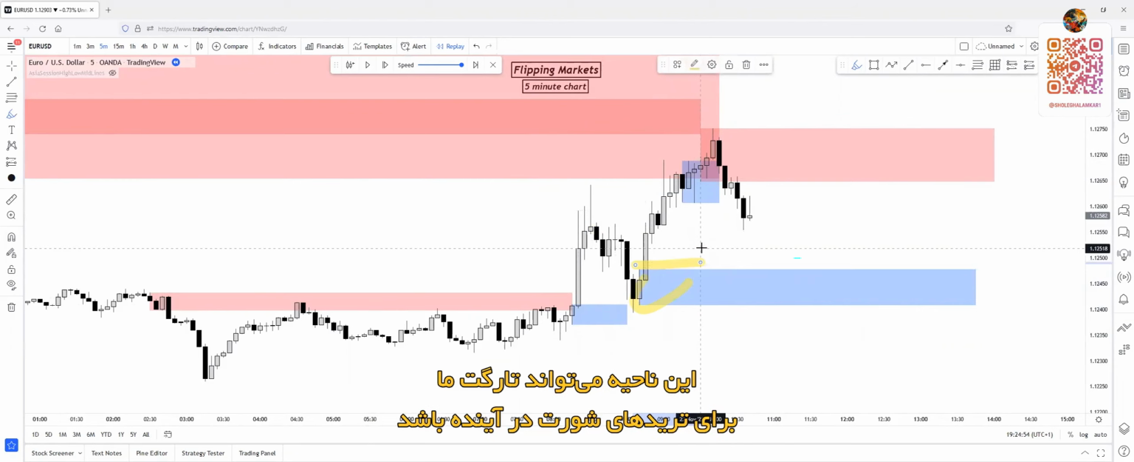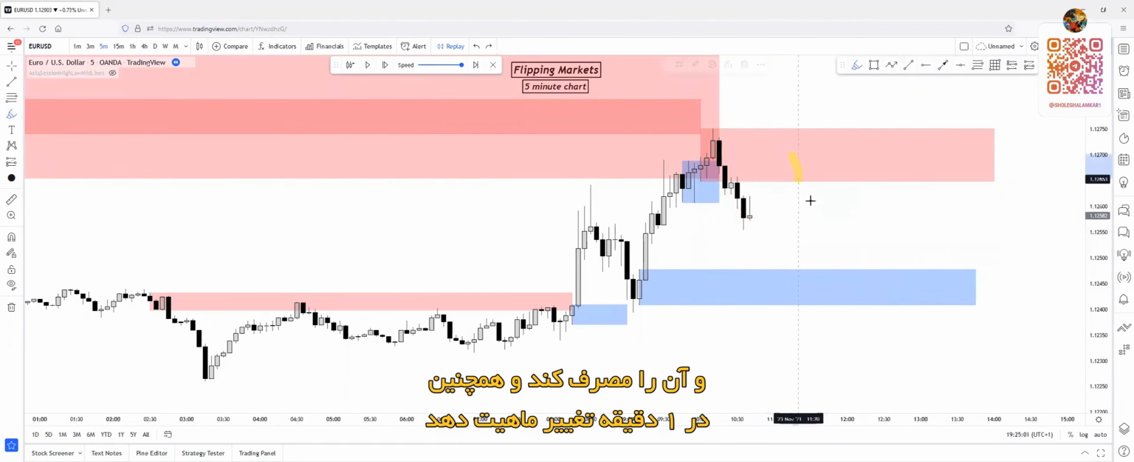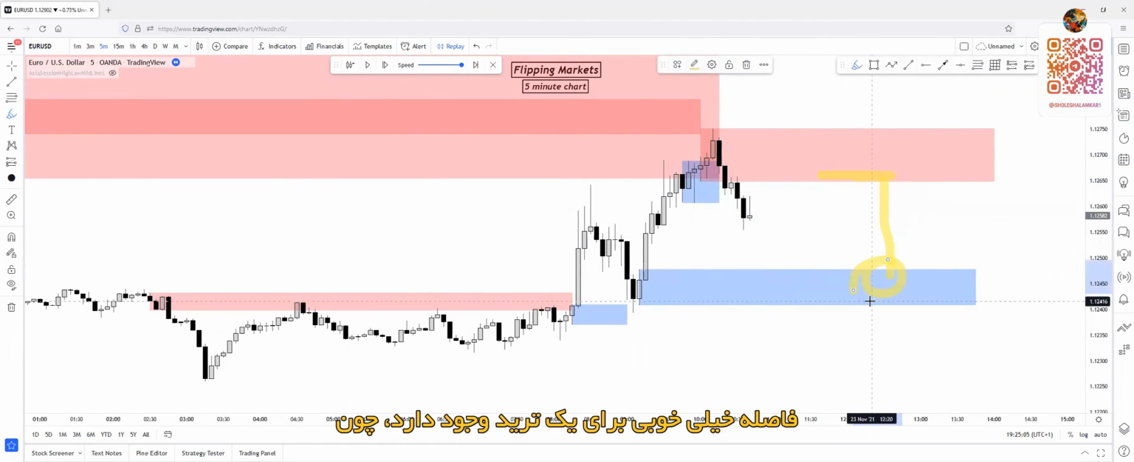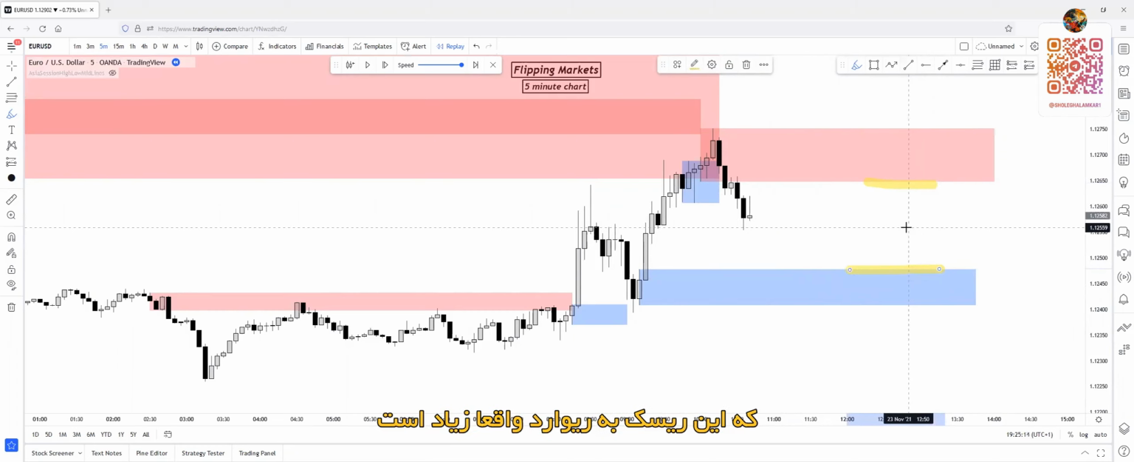This could be our later target point for the shorts. So if price comes back up to the supply zone, mitigates the supply zone, and creates a 1-minute change of character also, we will hop in a short trade and we will target this demand zone. There will be a huge room to enter in the trade, because the movement between this supply zone and this demand zone will be around 10 to 15 risk-reward ratio, which is huge, which is really, really great.